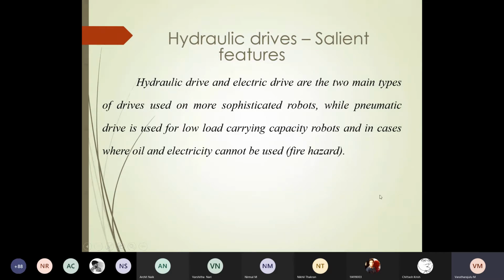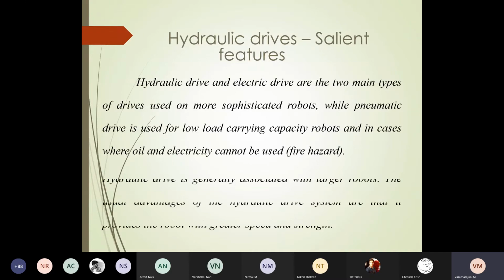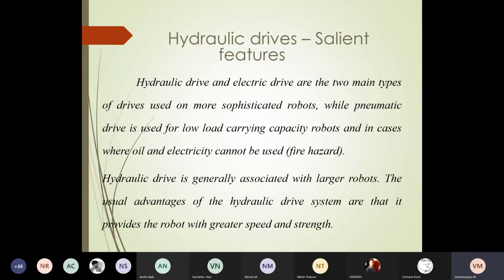Yes, sir. The hydraulic drive and the electric drive are the two main types of drives which are usually used in robotic arms, and they are more sophisticated in robots, while pneumatic drives are used for load carrying capacity. In cases where oil or electricity cannot be used because of fire hazard, we need to be conscious about the fire hazard.